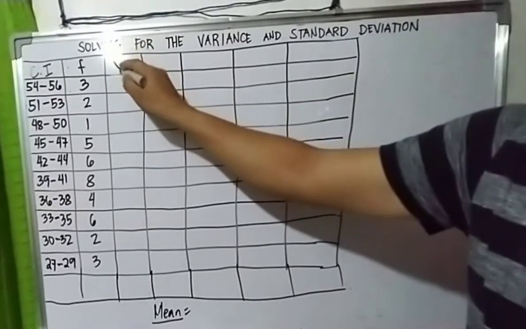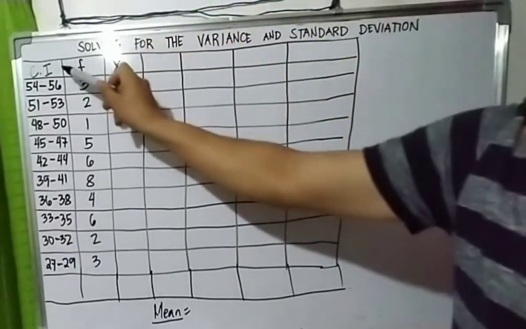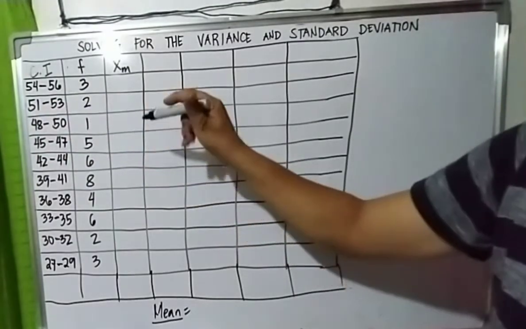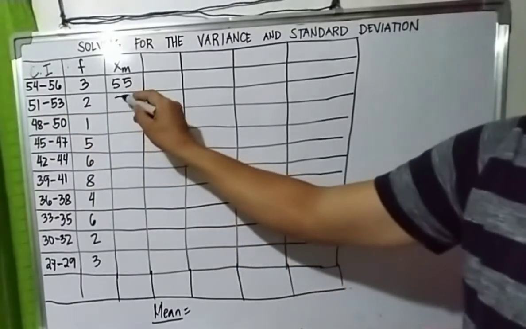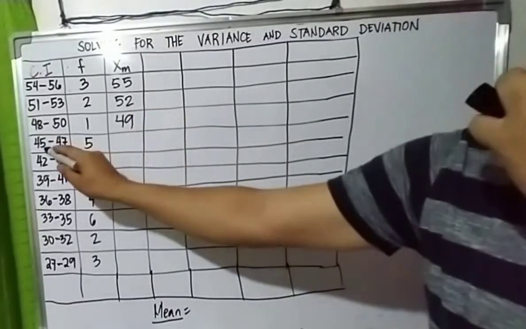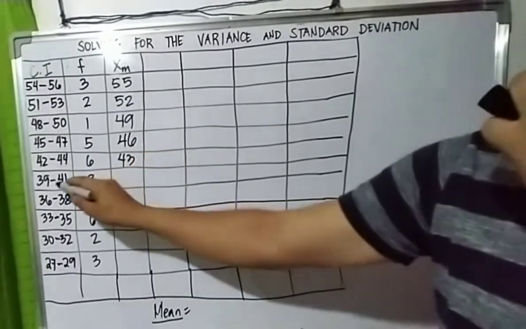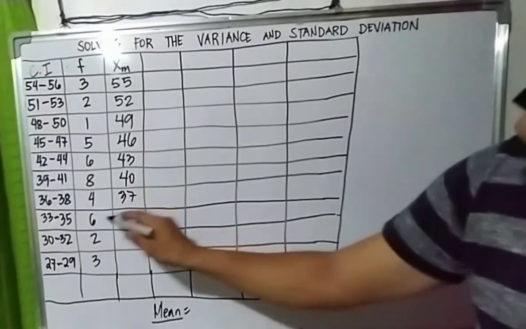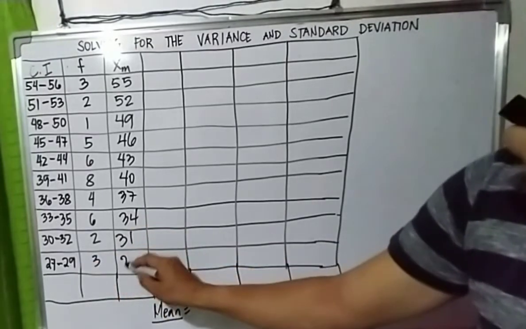So ito x sub m. So ang x sub m, that is the midpoint of its class. So how to find the midpoints of its class? So 54 to 56, yung midpoint is 55. 51 to 53, that is 52. This one is 49. Then 46. Next is 43. And this one is 40. Next is 37, 34, and 31, and 28.